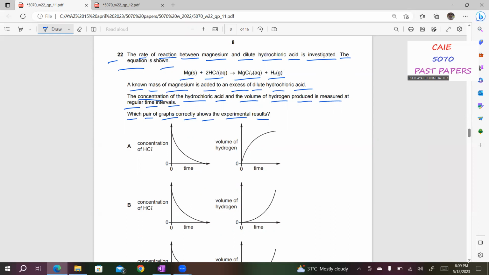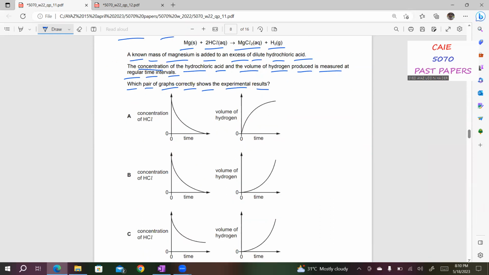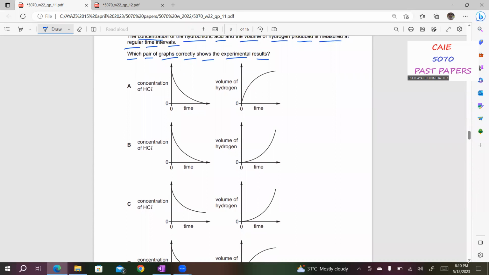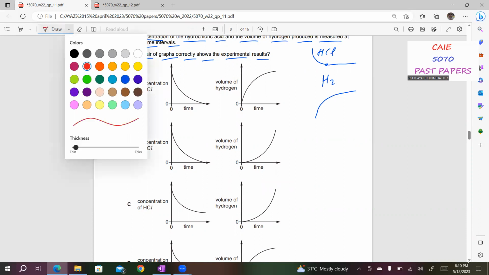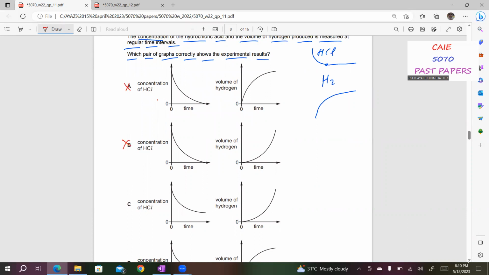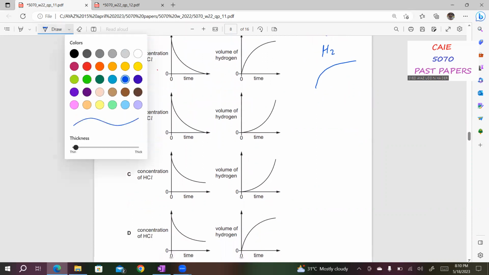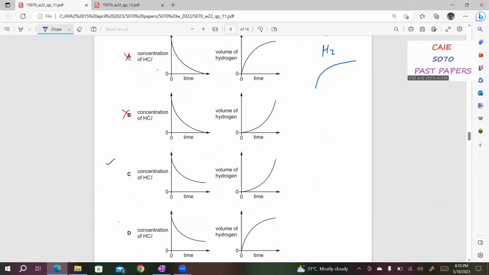Remember, you have excess of hydrochloric acid. So if you make a graph for concentration of HCl, it must become uniform like this after some time. And for hydrogen gas, the graph must also become uniform after some time like this. So automatically choice A and B both are incorrect. We are left with C and D. Either C is correct or D is correct.